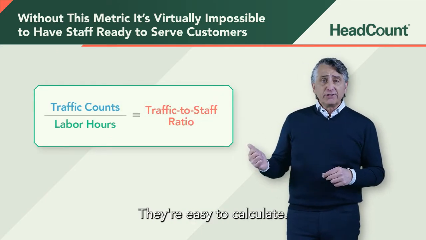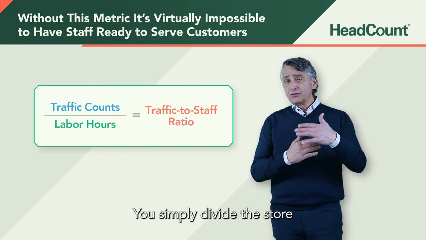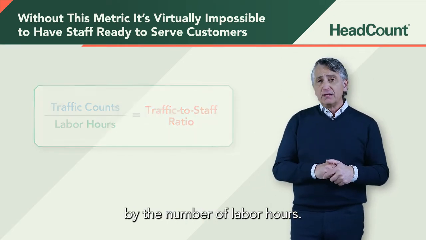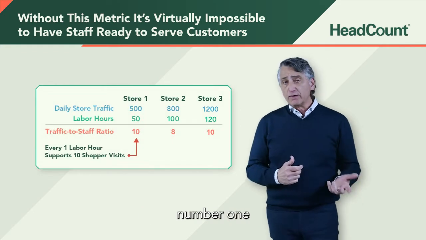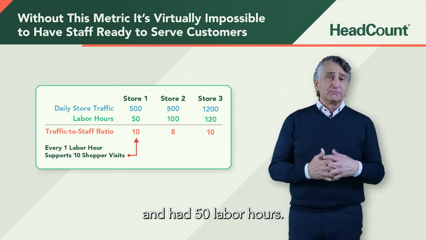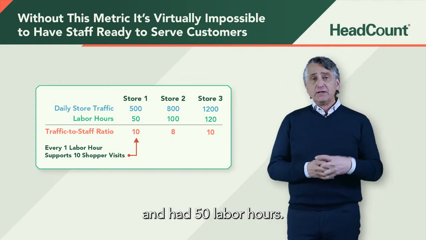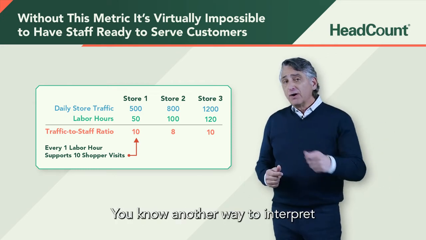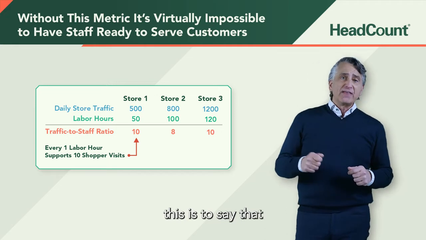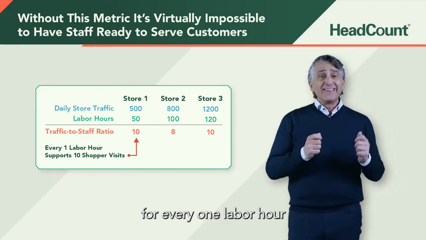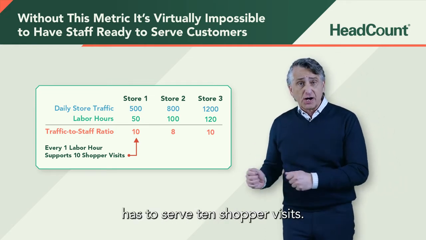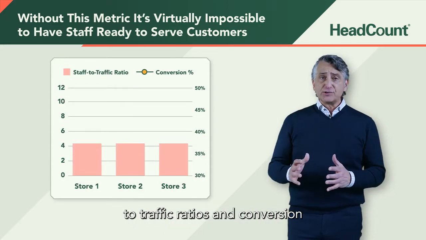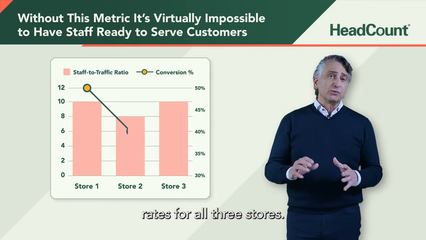They're easy to calculate. You simply divide the store traffic count by the number of labor hours. So in our example, store number 1 received 500 store visits and had 50 labor hours. So 500 divided by 50 equals 10. Another way to interpret this is to say that for every 1 labor hour, this store has to serve 10 shopper visits. So now let's compare the staff-to-traffic ratios and conversion rates for all 3 stores.